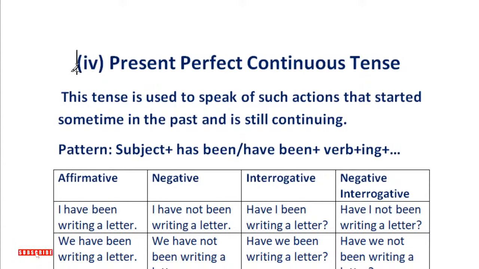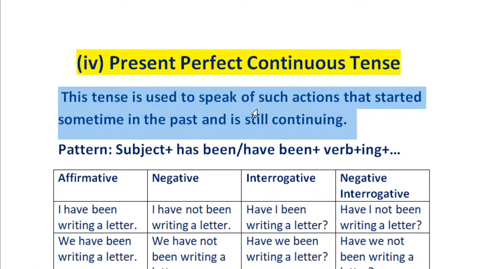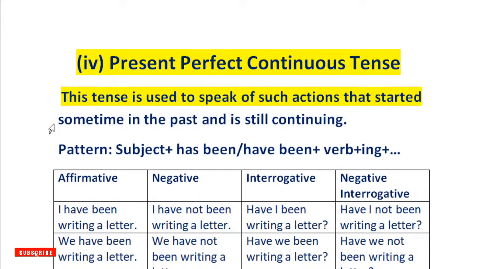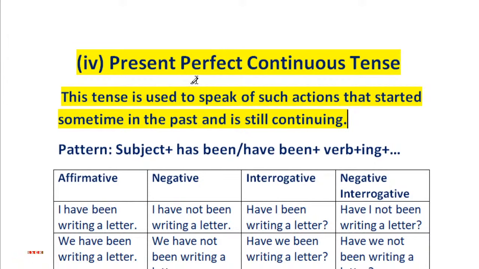So let us study present perfect continuous tense. Present perfect continuous tense is used to speak of such actions that started sometime in the past and is still continuing. So in present perfect continuous tense, the action starts at some point of time in the past, and then it continues in the past and stops in the past.